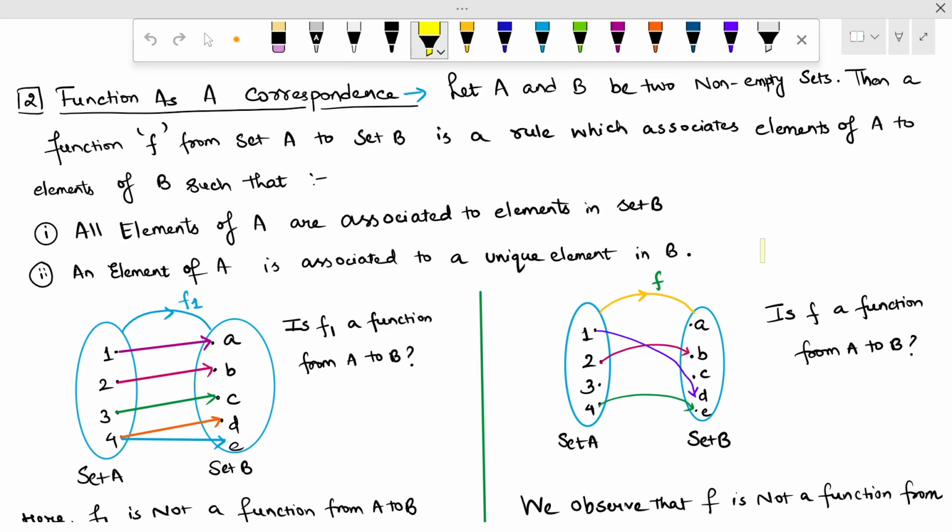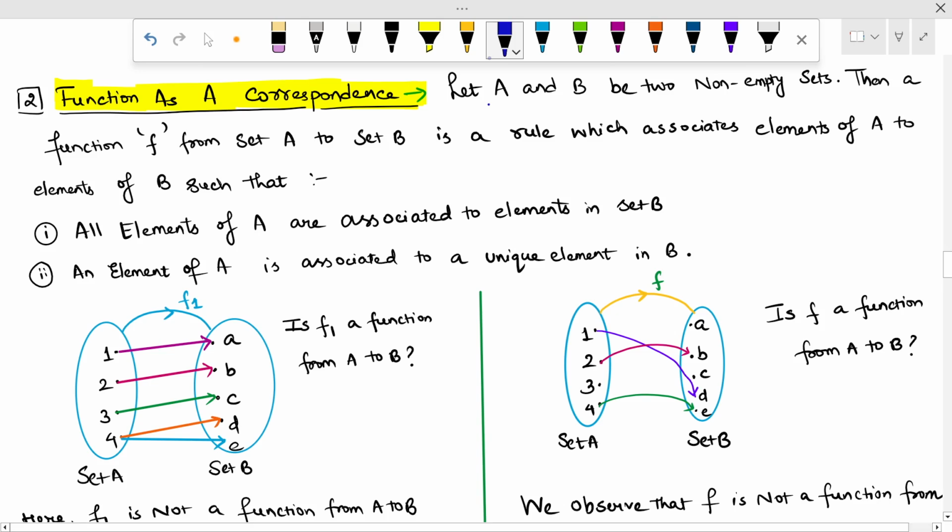Now let's move on to today's topic. This is function as a correspondence. In functions lecture 1, we have studied functions as a special kind of relation. You can go to this I button and check for it.